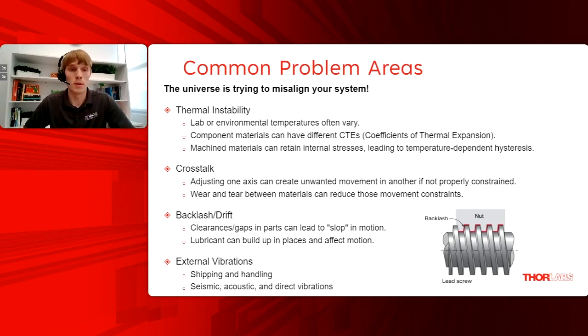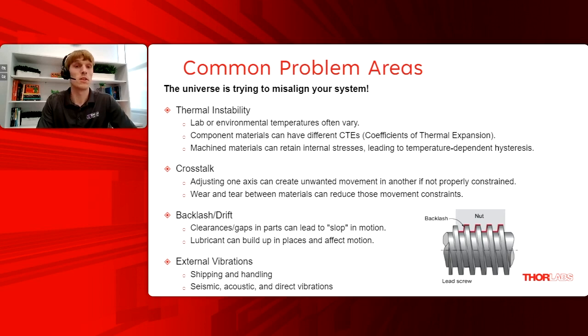So these common problem areas can be found at nearly every tunable optomechanical component of your system. So it does feel like sometimes the universe is trying to misalign your system. When it comes to thermal instability, the lab or environmental temperatures can often vary from sources like the air conditioning, the number of people in the room, your equipment, since powered equipment needs to dissipate heat, and shipping environments especially.